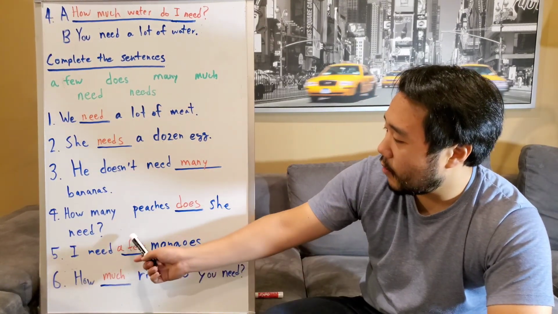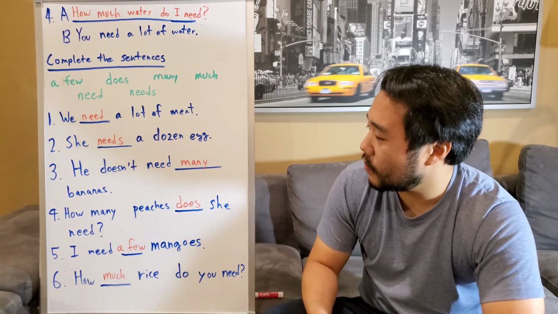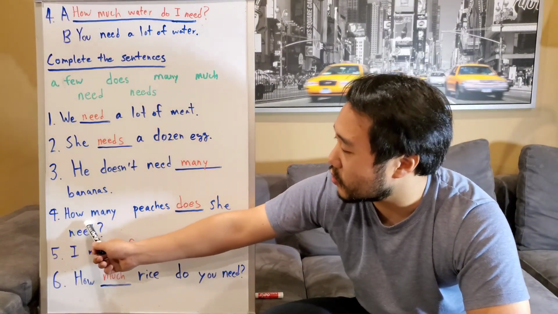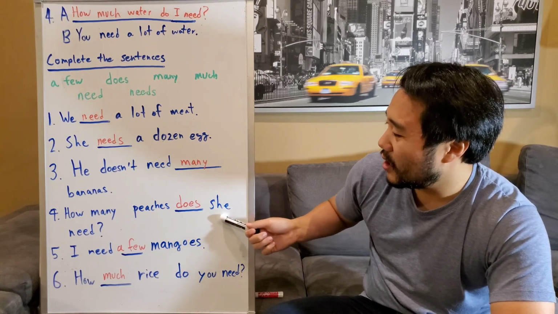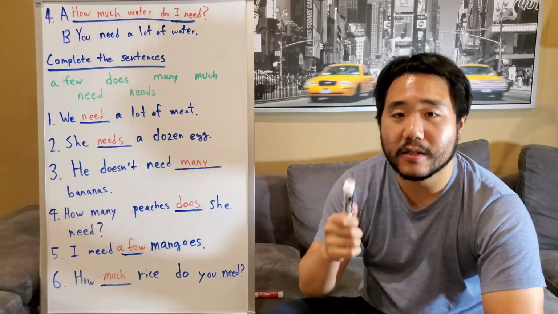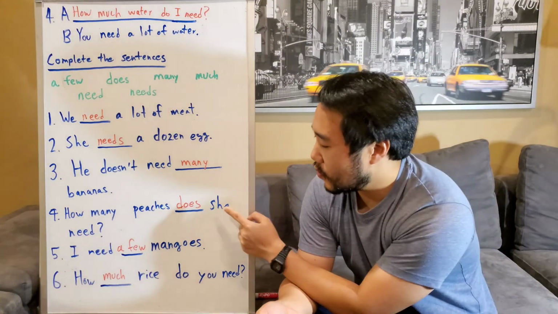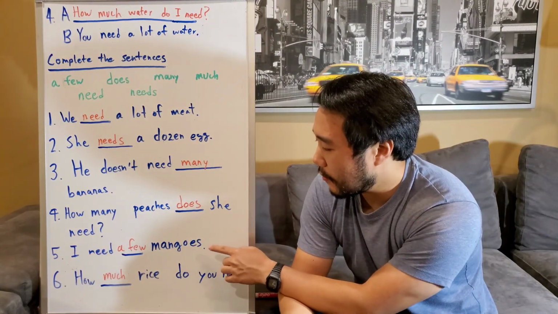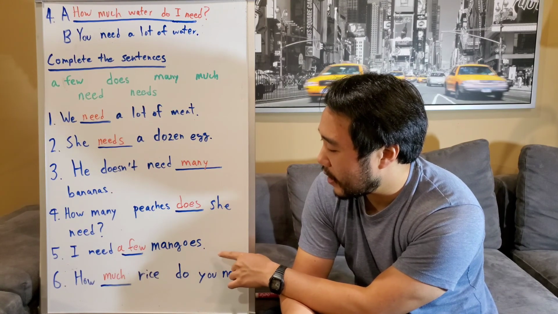Number 4, how many peaches does she need? How many peaches? The peaches are countable. That's why the question is using how many. And then here the subject is she, and the verb is need. And as I told you, for the subject pronoun he, she, or it, we have to use does when we're forming a question. Number 5, I need a few mangoes.